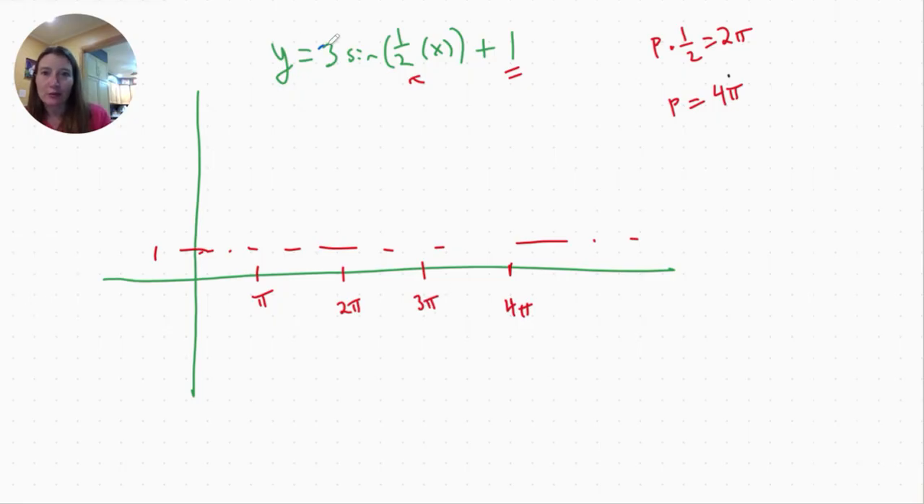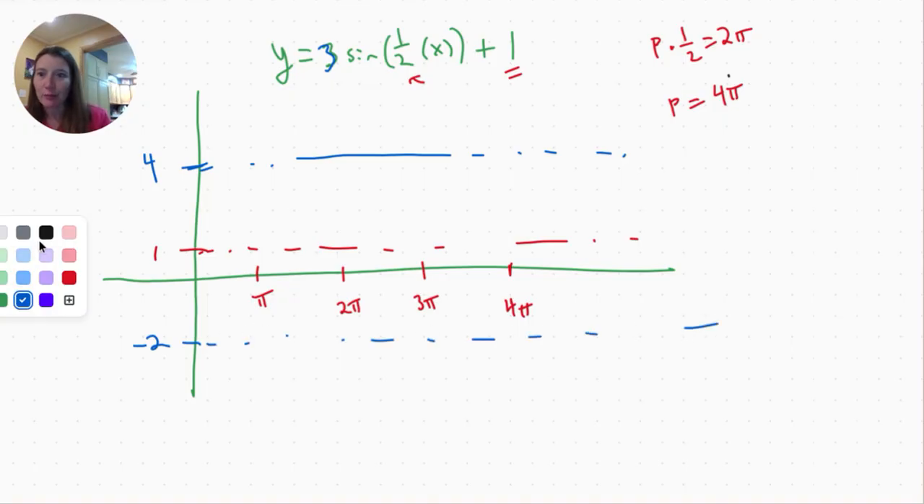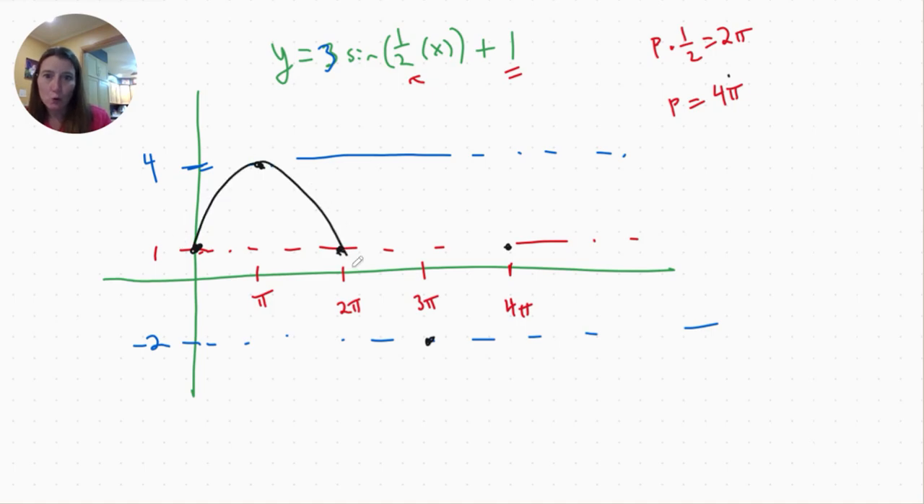Then this thing, the 3, is the amplitude, so I'm going to go up 3 and down 3 from my average value. You can see the wave really starting to take shape now. And I'm going to plot 5 points, starting in the middle. Sine starts in the middle, then up, middle, down, middle. You can keep on going for as many waves as you have to sketch to satisfy the requirements of your assignment.